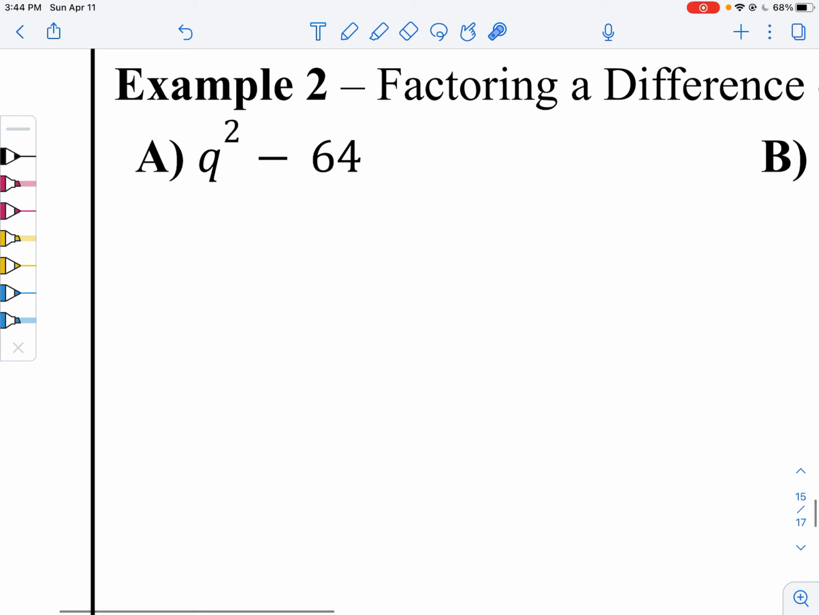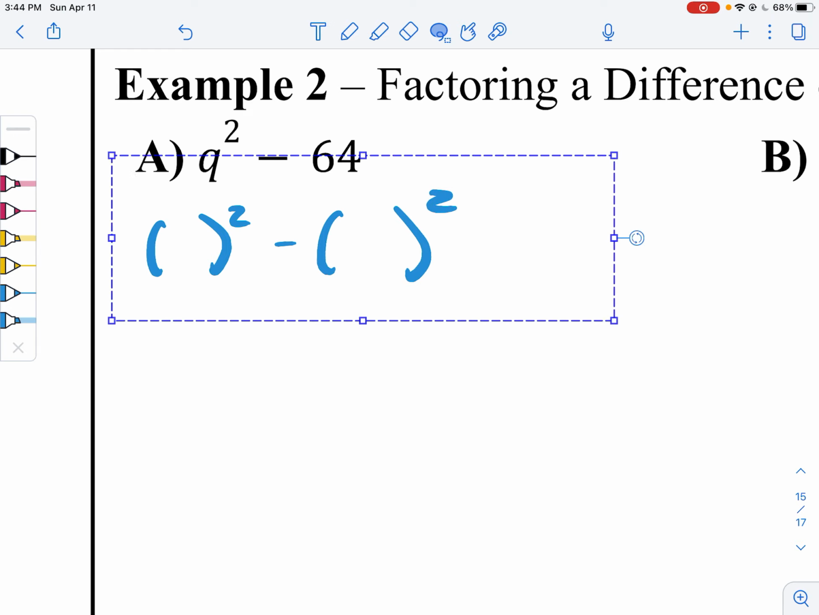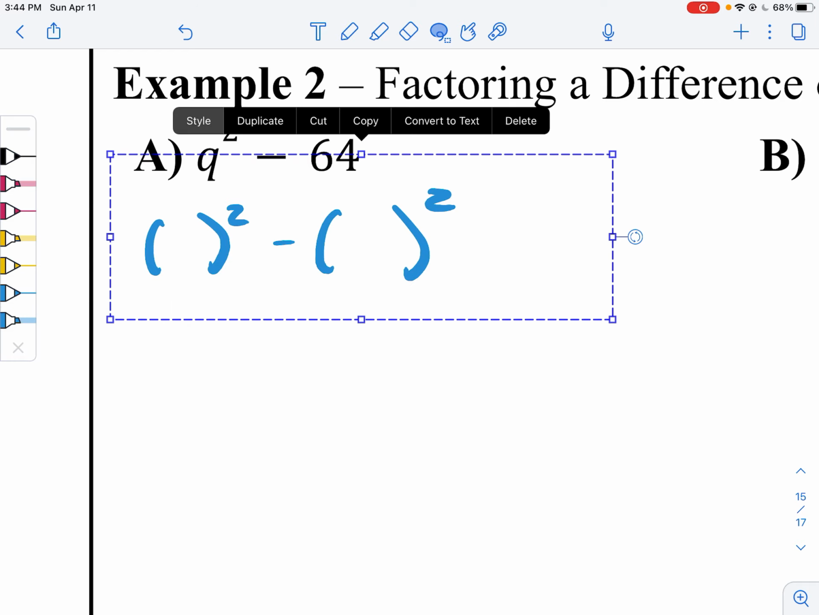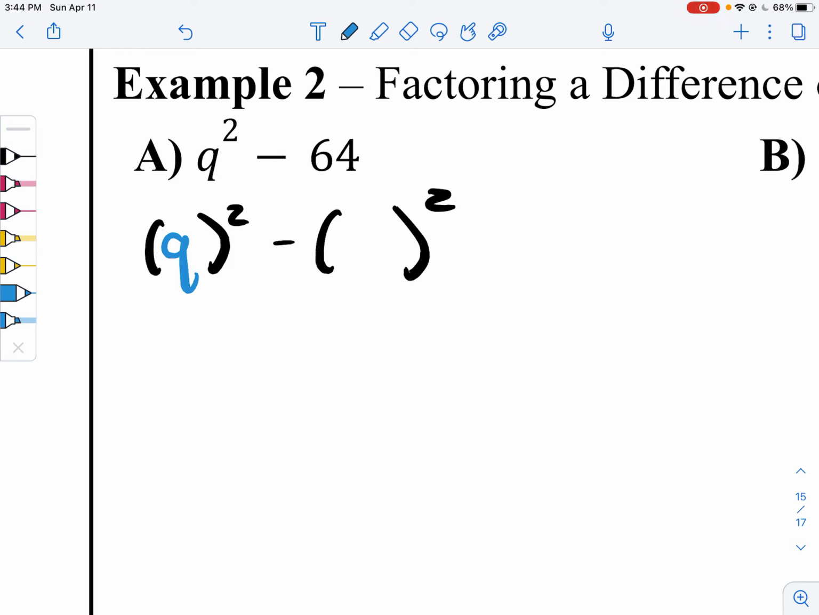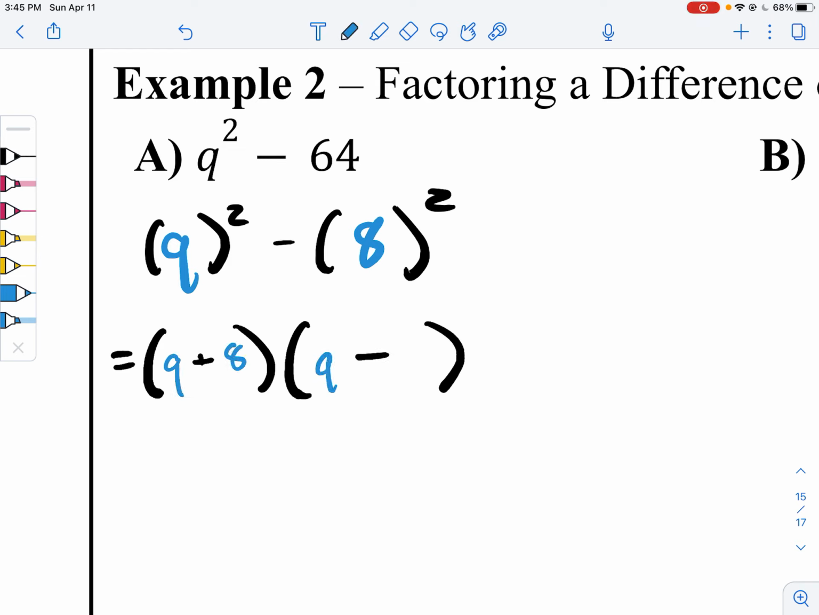Okay, difference of squares. You need to figure out, hey, is this something squared? And is this something squared? Well, yeah. Oh, I made this all the wrong color. Well, yeah. Q squared is Q squared. 64 is 8 squared. So that fits into our perfect square pattern of q plus 8 and q minus 8. And that's it. That's as far as we can factor.